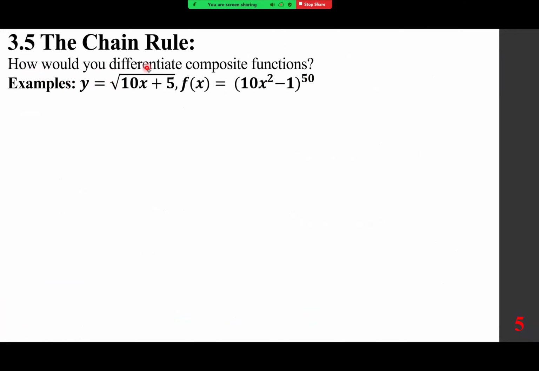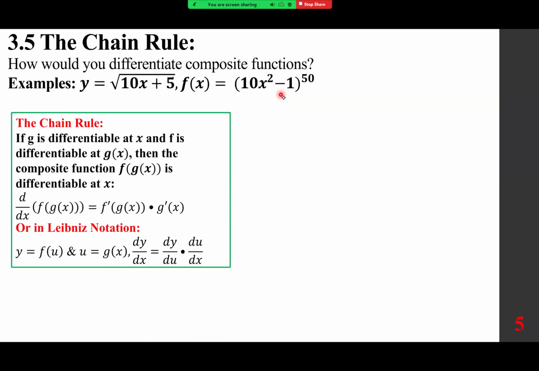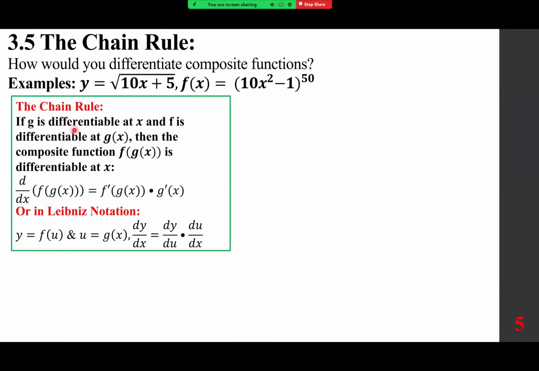How would you differentiate composite functions? Examples: y equals square root of 10x plus 5, f of x equals 10x squared minus 1. We use the chain rule. If g is differentiable at x and f is differentiable at g of x, then the composite function f of g of x is differentiable at x. So d/dx of f of g of x is f prime of g of x times g prime of x. Or in Leibniz notation, y equals f of u.